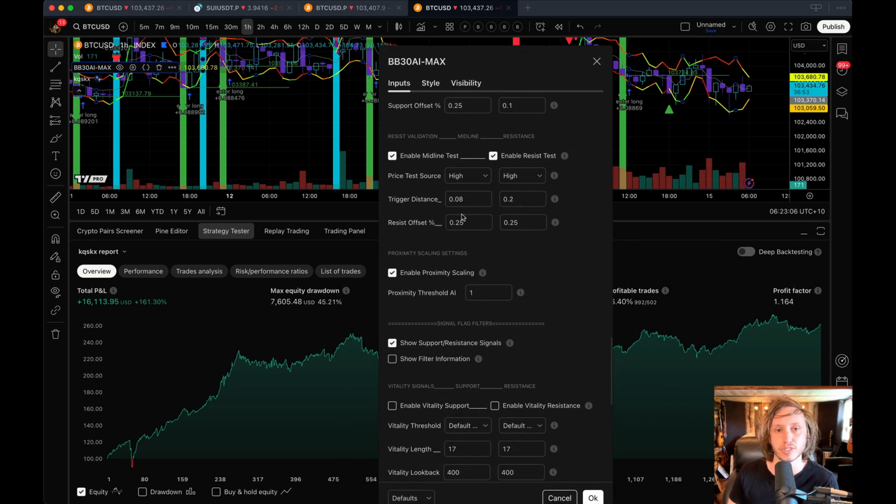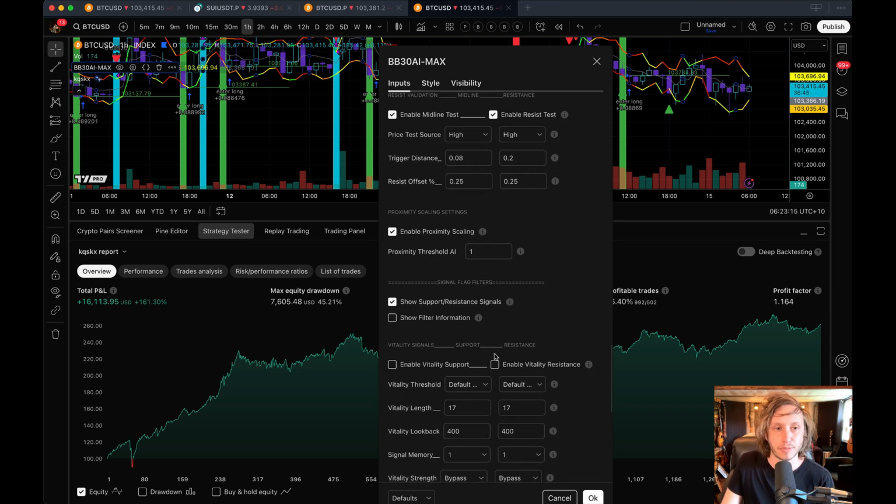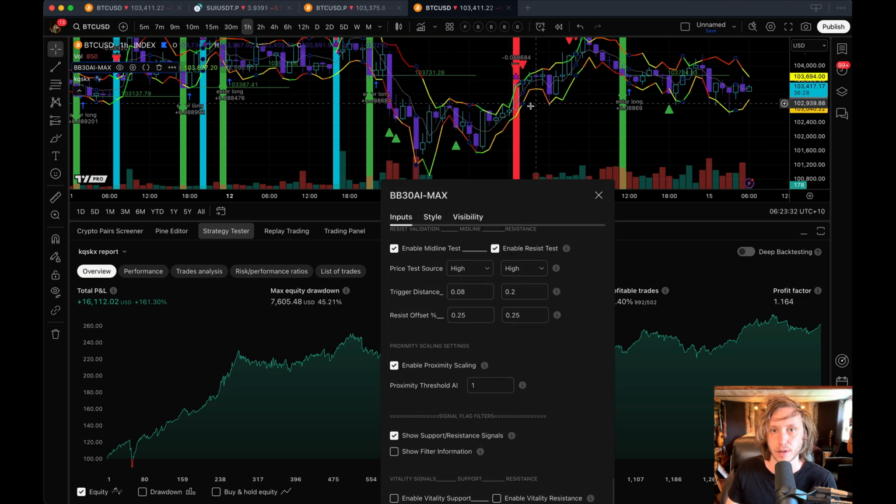Proximity AI does apply to both. I may come up with an update soon where I make the proximity only apply to support or resistance, and you can choose. Actually, that will probably be the next update I release. But I don't really want to explain this one. You can look at the tooltip there. It just looks at general proximity to the bands over time and averages those out. You can see the bands got a lot more smooth here.